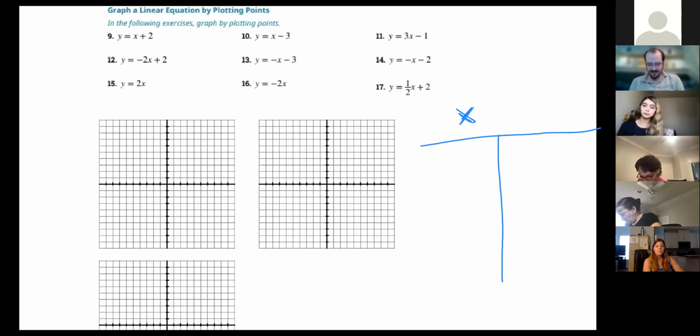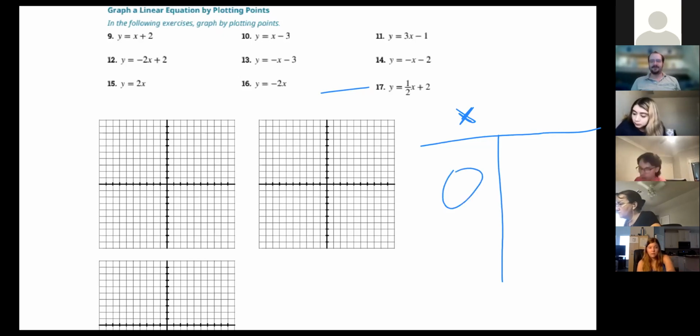If I see 17 says y equals a half x plus 2, what do you think are good things to pick? 0 is a good one. I'm going to do 0. One half? Oh, if you do a half, it's going to half a half. Do it the other way. I think you're thinking the right thing. Negative one half? Oh no, the other direction. You're dividing. We want to multiply. Multiply by what? Multiples of 2.